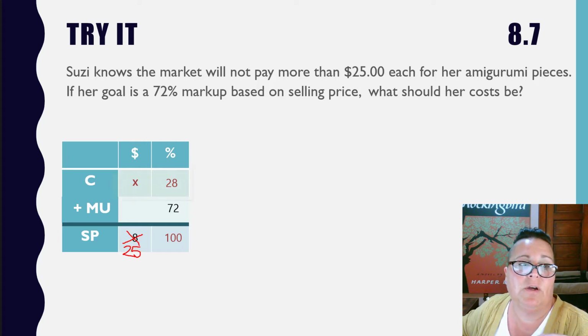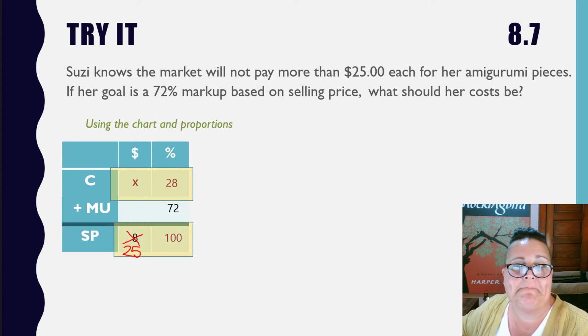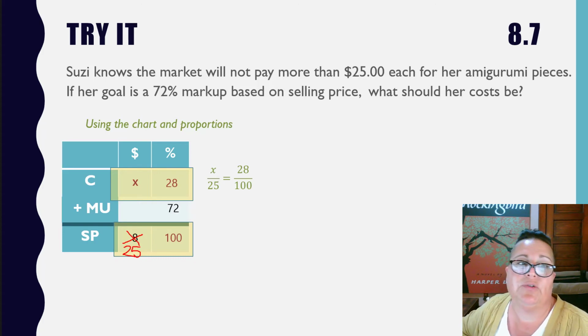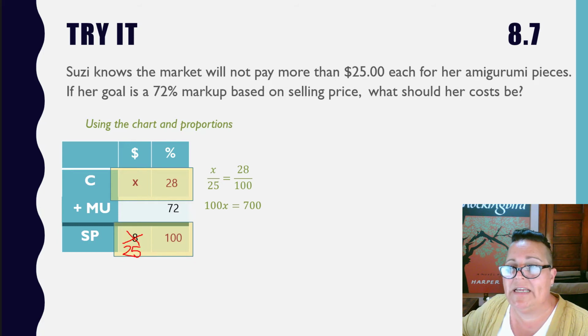Using the first row and the last row, I can set up a proportion that says X over 25 is 28 over 100. Good. I fixed the 8 in one place, but not in the other. So I should have X over 25 is 28 over 100. When I cross multiply, I will have X times 100 and 25 times 28. So 100X is equal to 700, which means my X value has to be 7.